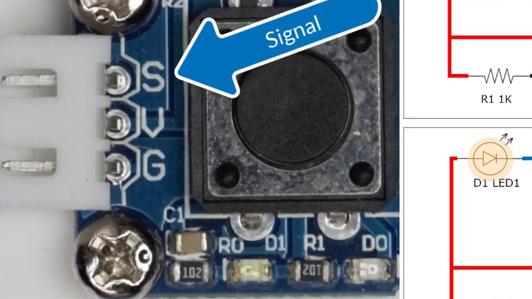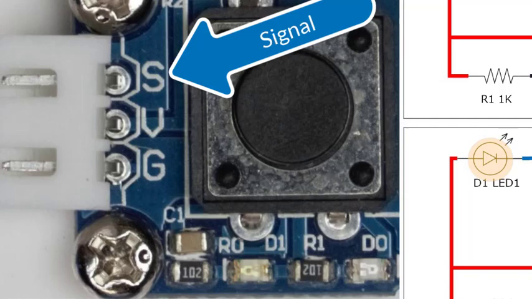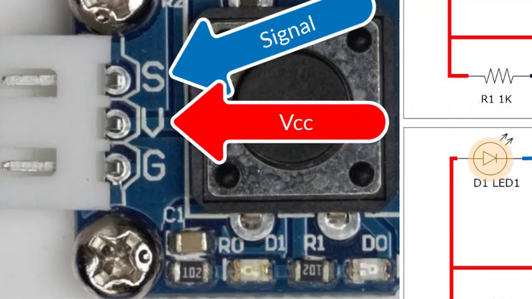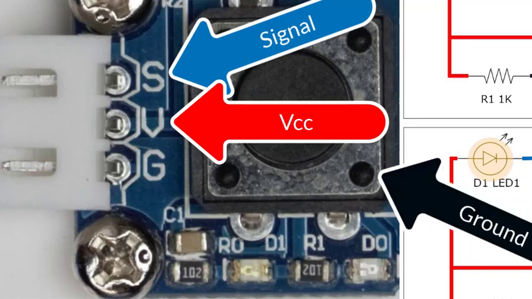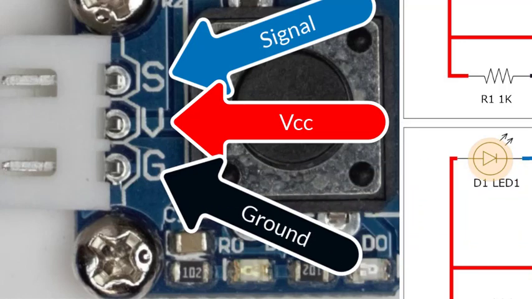S is for signal. This is the signal that we will be sending to the computer. V is the VCC, or the input power for the computer, and then G is for the ground connection.